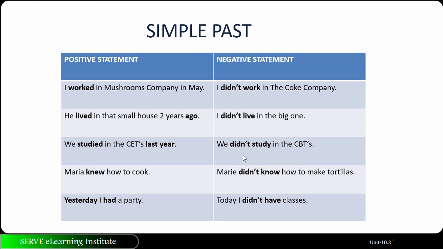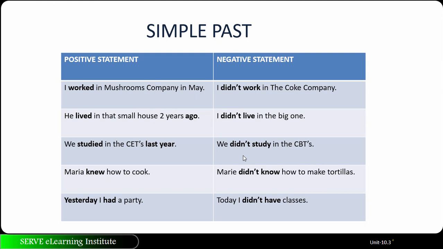So number 3, we studied in the CETs last year. So your guess is? Yeah, we didn't study. Okay. Number 4, Maria knew how to cook. How do you say it? Yeah. Maria didn't know how to cook. Okay. So like this.